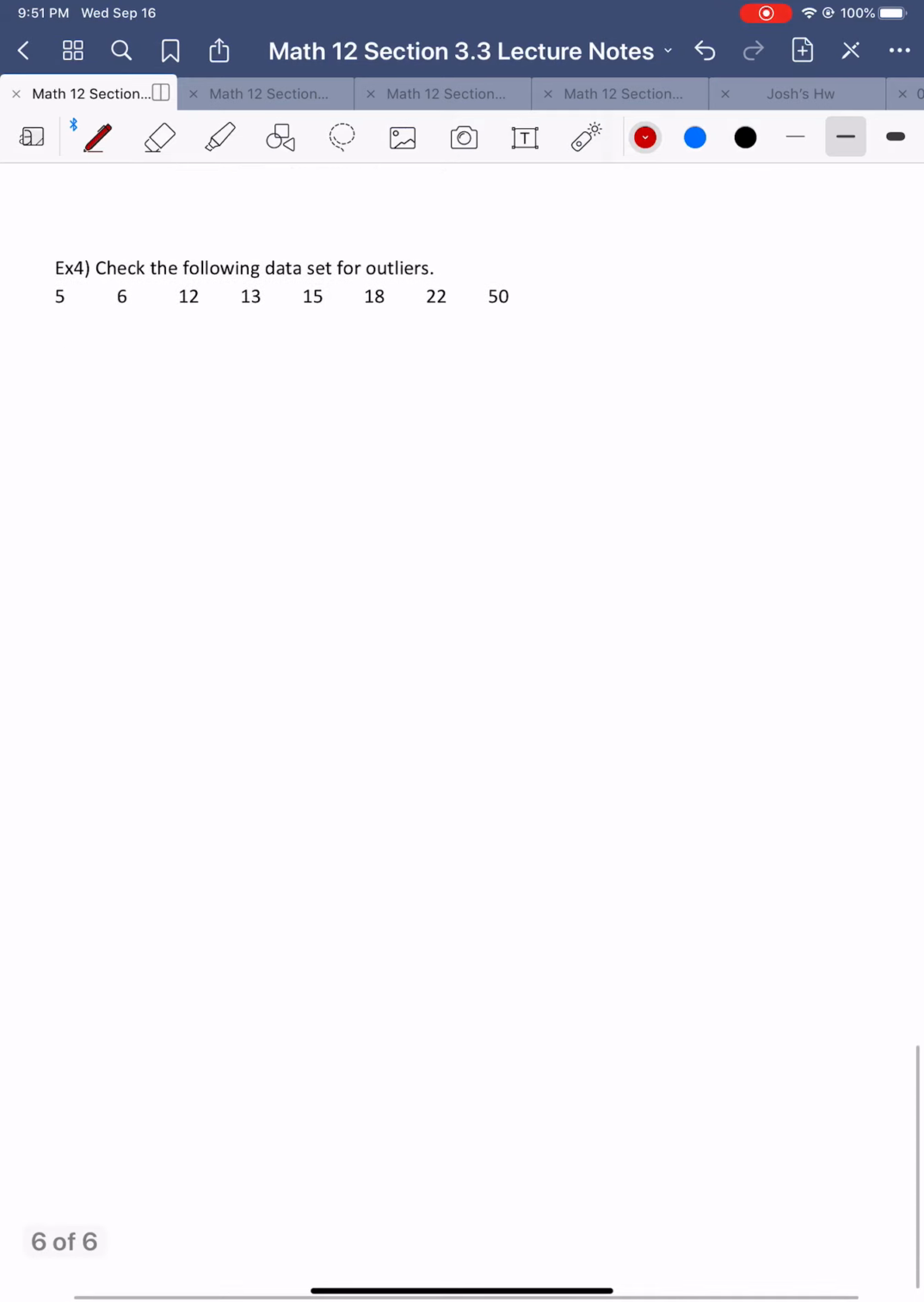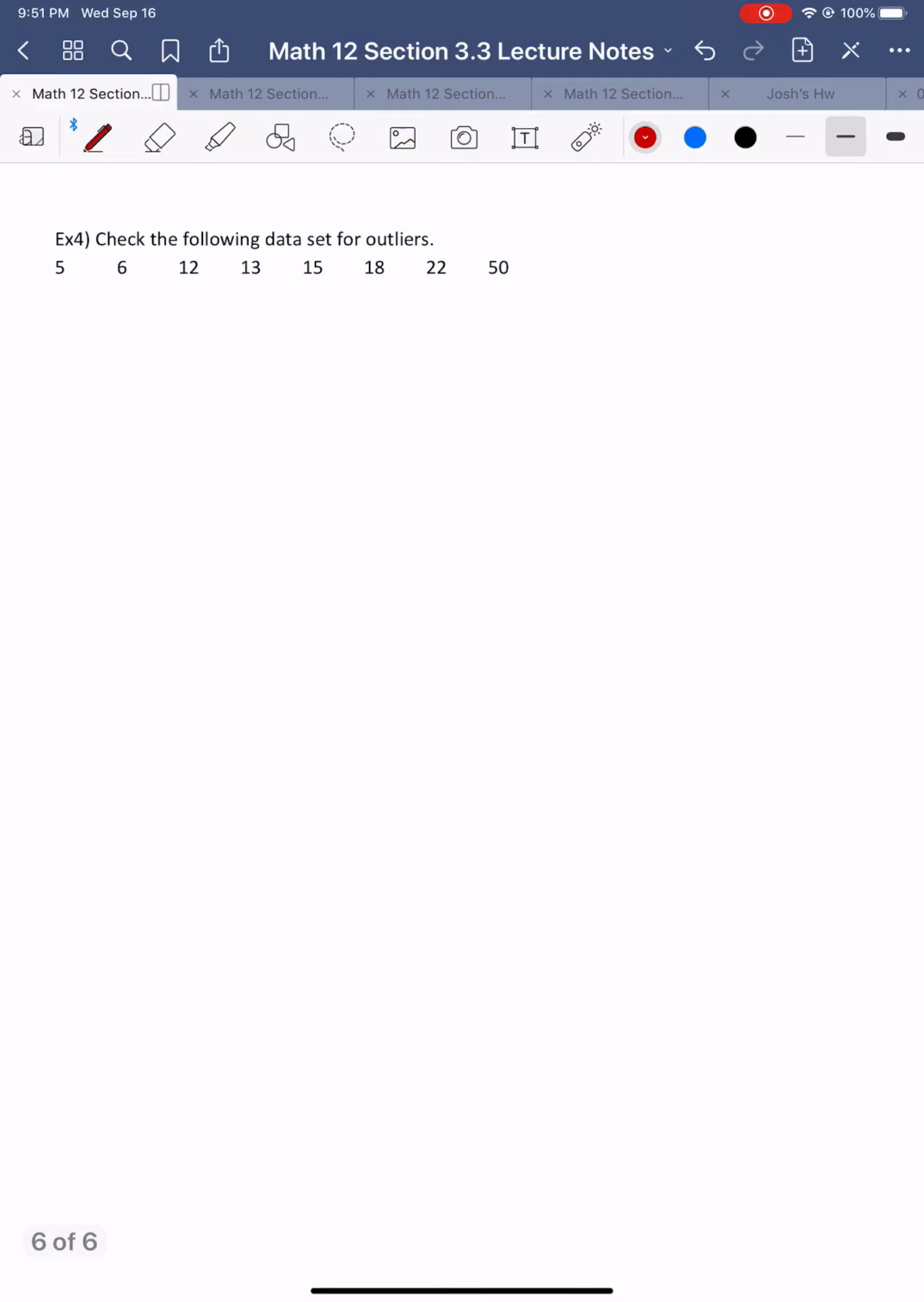All right, so let's take a look. Check the following data set for outliers. This is a different data set. So you need to find Q2 first. There are 1, 2, 3, 4, 5, 6, 7, 8 values, which means there will be two middle numbers. So 8 divided by 2 is 4, which means the fourth place and the fifth place numbers. First, second, third, fourth, and fifth. So it's going to be 13 and 15, divided by 2.